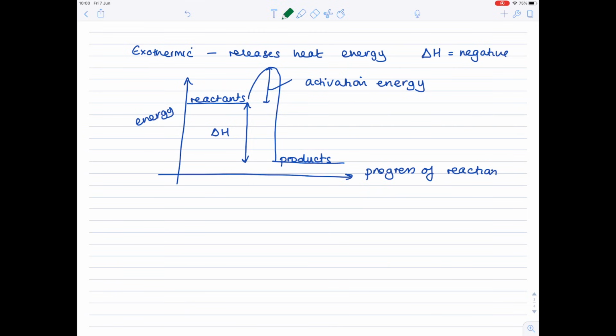They could ask you to draw how a catalyst would affect this. Now remember that a catalyst works by lowering the activation energy, so you just need to draw a little peak which is slightly lower and label that activation energy with catalyst.